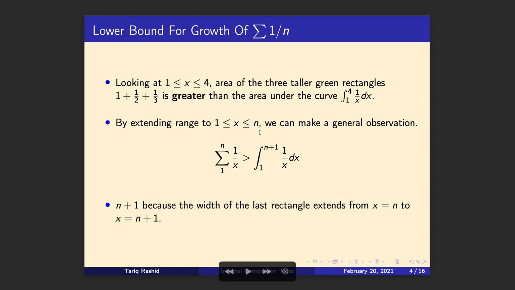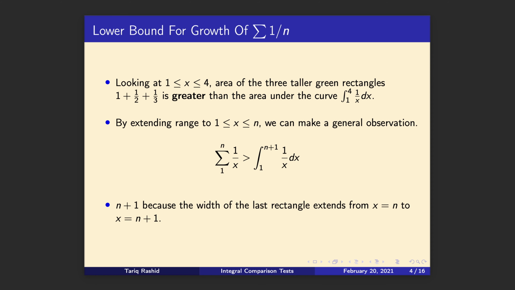And in fact, it doesn't have to go up to 4, it can go up to 10. We can look at a range from 1 to 50 or 1 to 100. In fact, we can say 1 to n, and we can make a general observation that the harmonic series summed from 1 to n is always more than the area under the curve, which goes from 1 to n plus 1. Let's look at that picture again to understand why it's n plus 1.